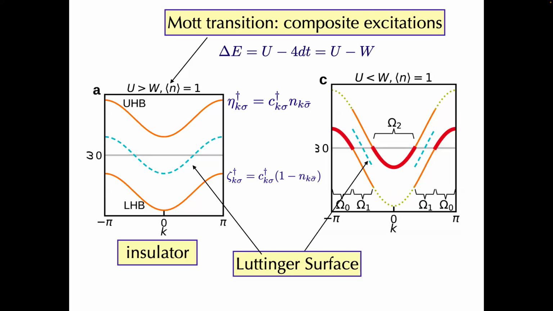Okay. Now, what you can do to see how general this is, you can expand around the parts of these bands that cross the chemical potential. In this case, there'll be two such regions. Okay, this describes a metal.